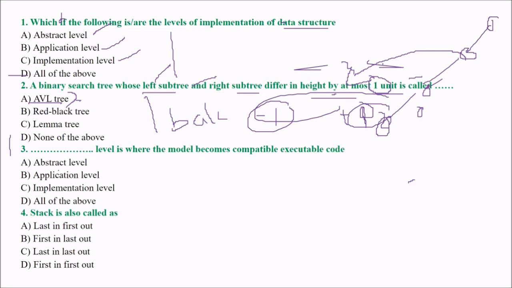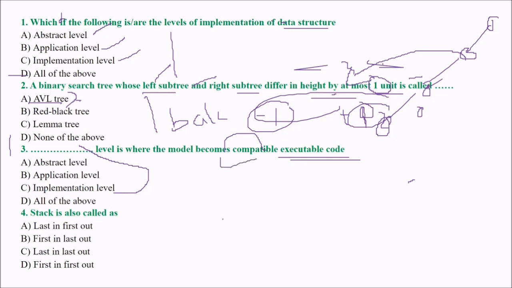Next is, dash level is where the model becomes compatible with the executable code. This is the level where the model becomes compatible with the executable code. The answer is implementation level. At this level, this happens.